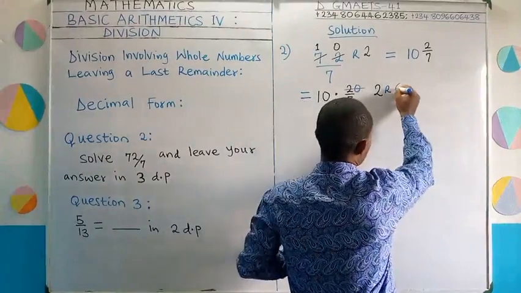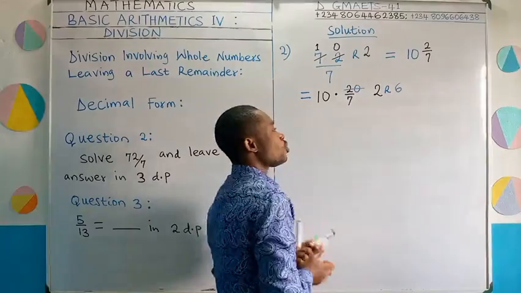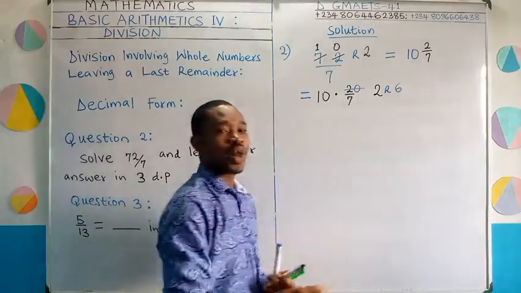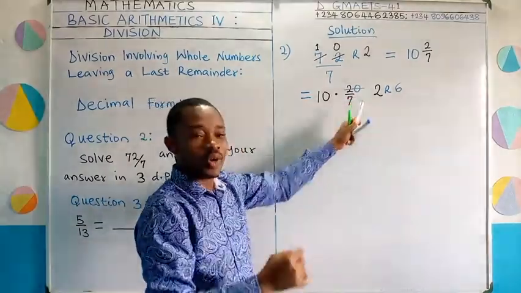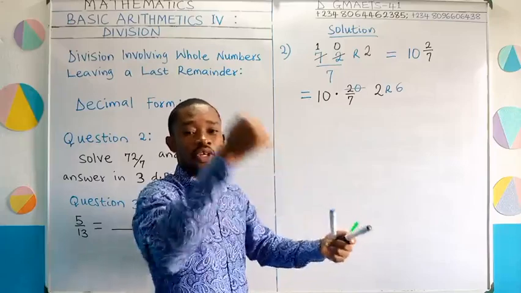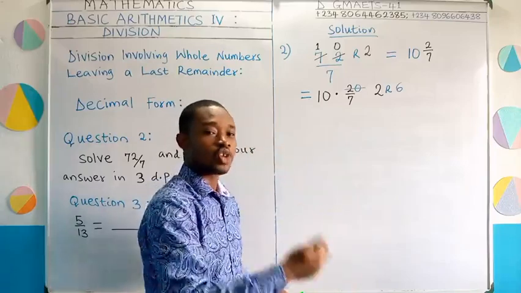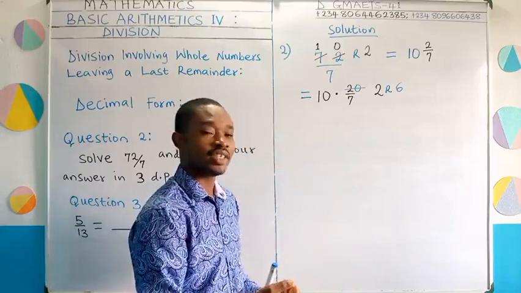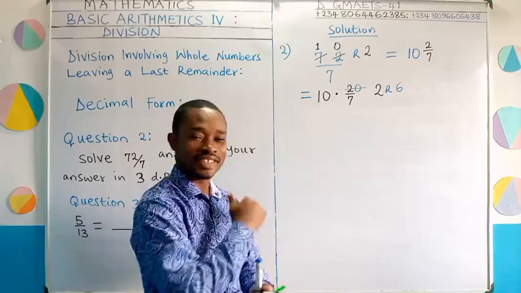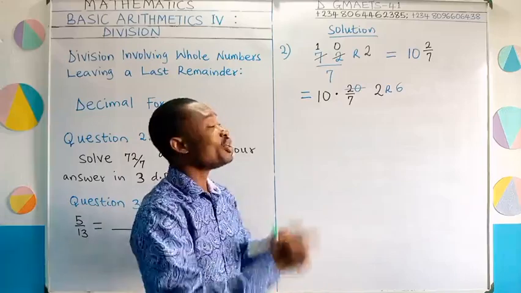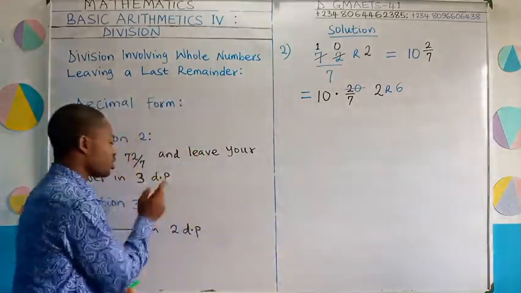Remainder 6. Good. What do I do to the remainder? You attach 0 to the remainder. You are now repeating the same thing you did here. Once you get your remainder, attach 0. Divide by the denominator. Get your whole number of times the denominator will divide. Get the remainder if it exists. Attach 0 to the remainder. Divide by the denominator again. You continue repeating this until you get up to the 3 decimals.